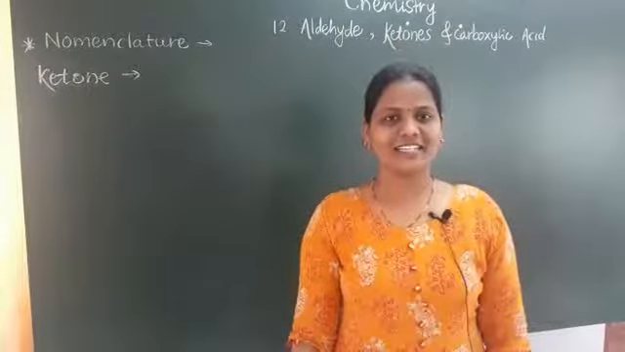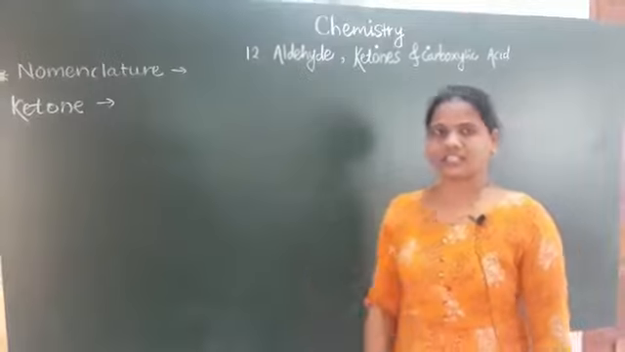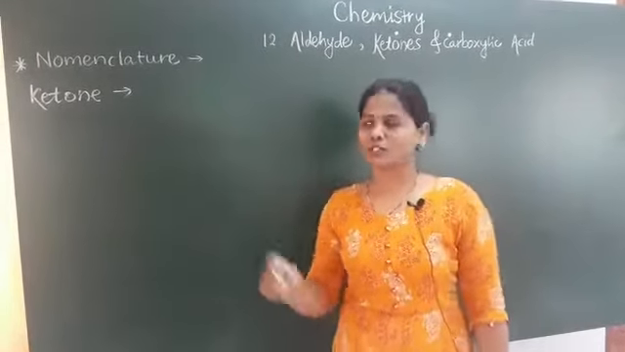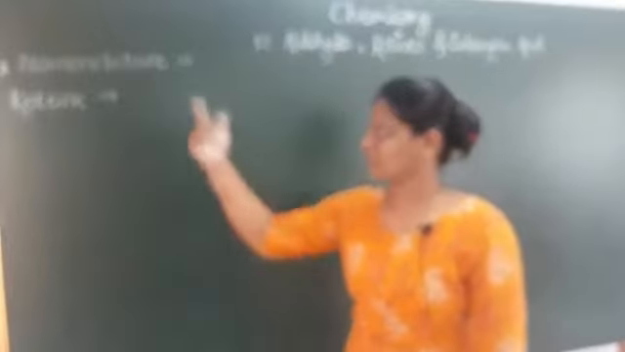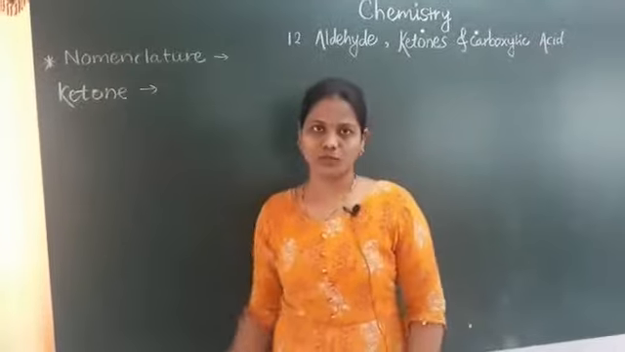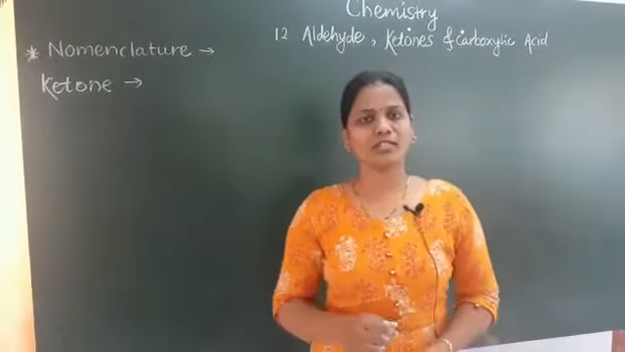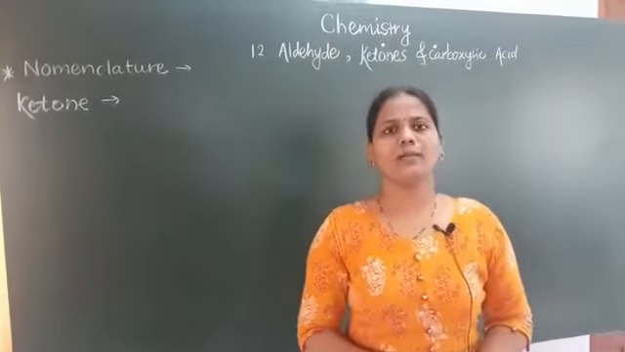Hello viewers, this is the third part of aldehyde, ketone and carboxylic acid. In the second video, we have seen the nomenclature of aldehyde and carboxylic acid. Now in this video, we are going to see the nomenclature of ketone. One by one we will see the examples, but before that I want to tell you the rules of how to write the trivial name and the IUPAC name.